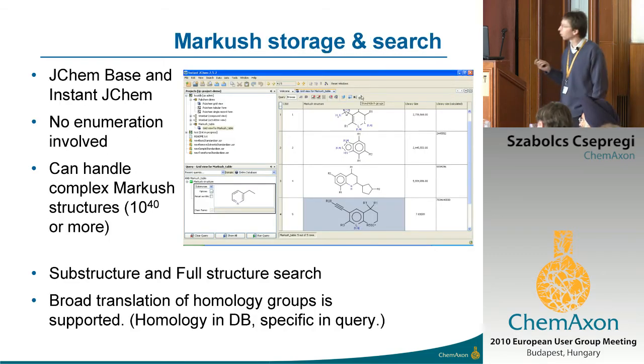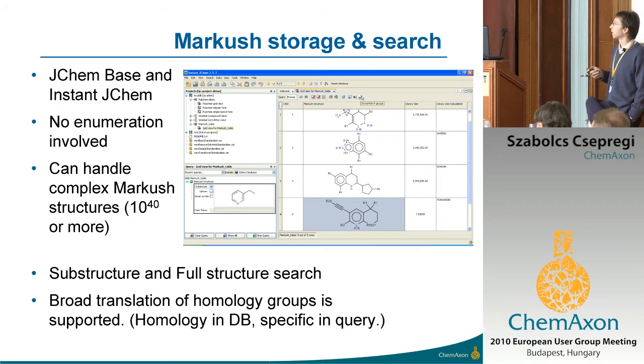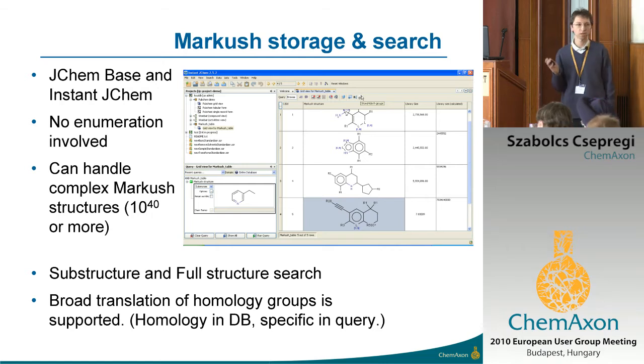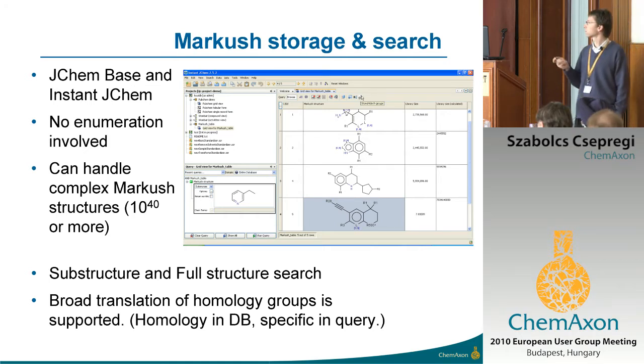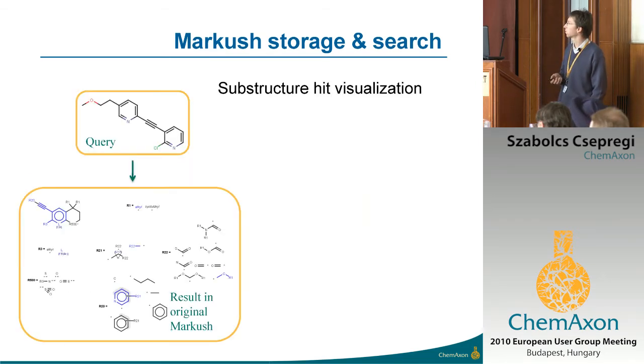As I mentioned at the goals, we can now also register Markush structures into JChem, into the JChem tables, and we can search them. We provide substructure and full structure search in these databases, and during this process, we do not do any enumeration. And actually, during the searching, we do the translation of these homology groups. So these alkyl and so on, these generic terms can be searched for by specific molecules. I will show examples of it later at the demonstration.